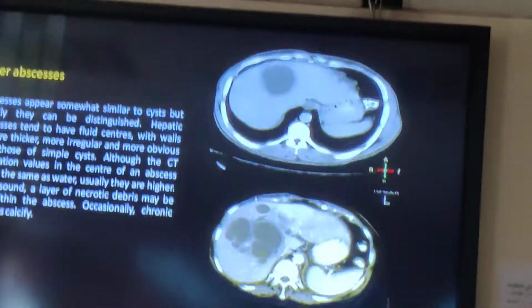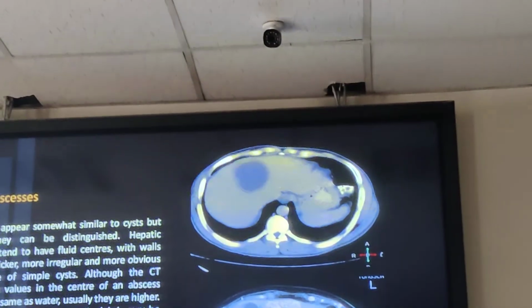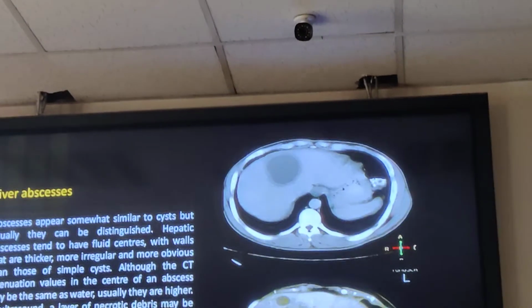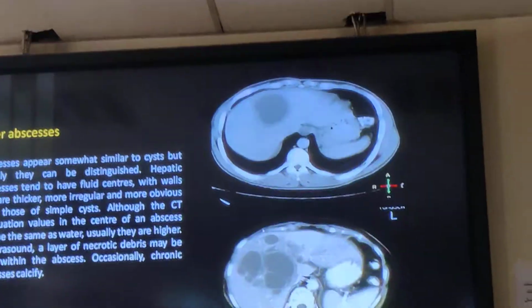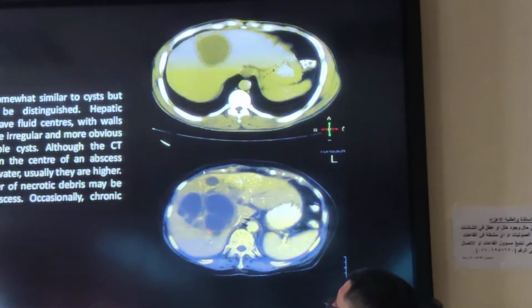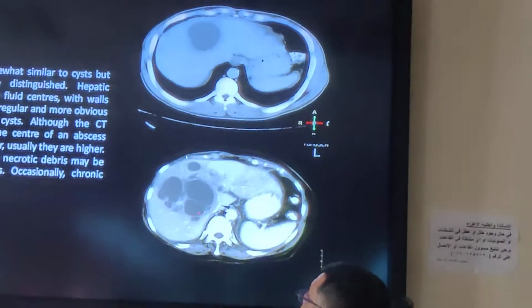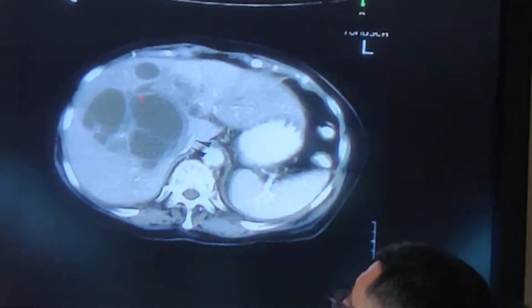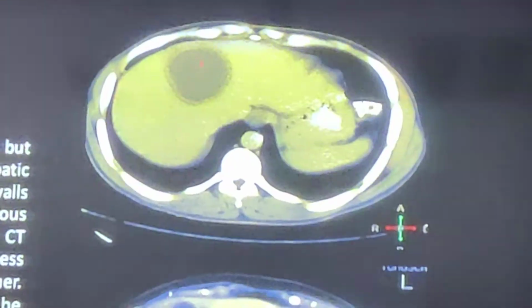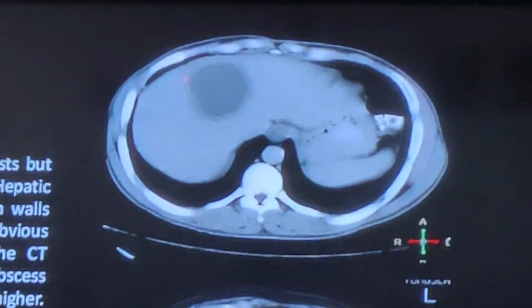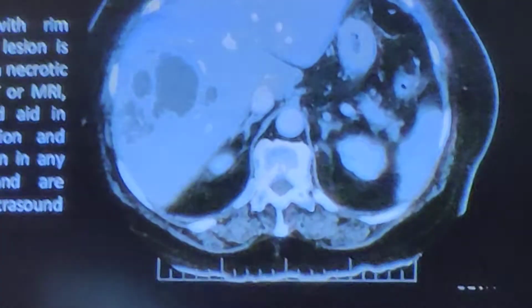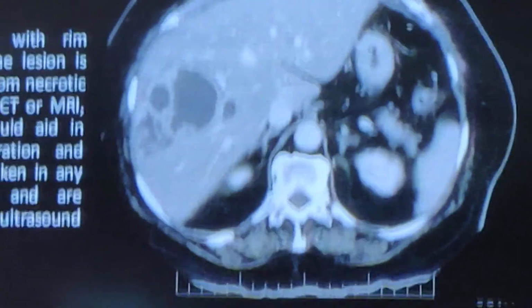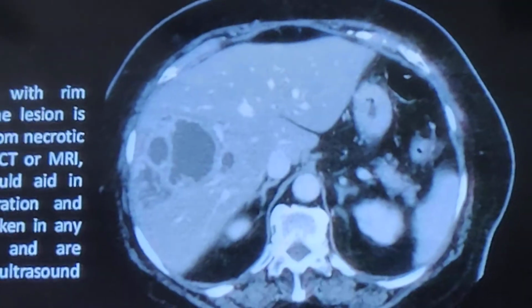الليفر ابسس ايضا عندنا سيستيك ليجن in the liver usually can be distinguished from the surrounding hepatic parenchyma. Liver cysts tend to have fluid centers inside the region. This is a more circulated hepatic abscess, liver abscess. This is the right hepatic lobe. شوف اكو thick wall مو thin wall ايضا regular لكن شنو thick wall. It's not a thin wall like the simple hepatic cyst.